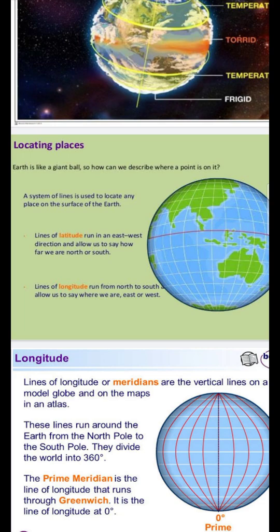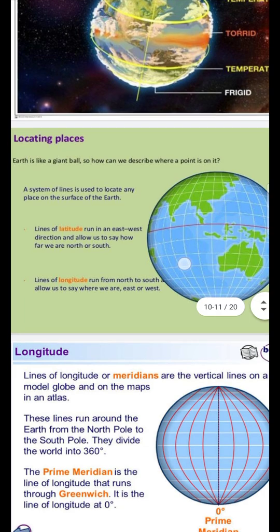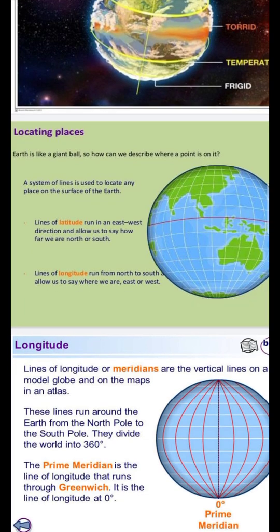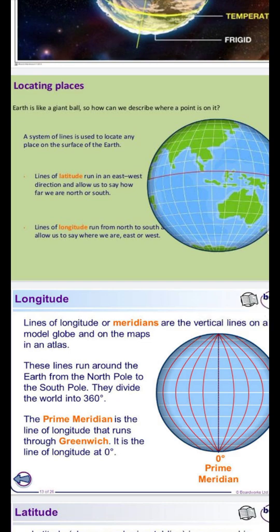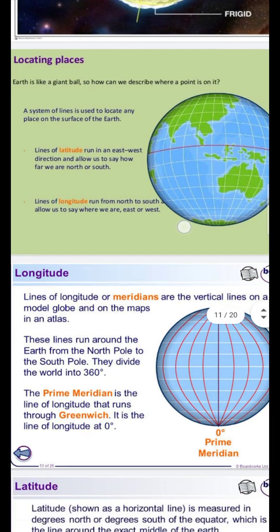A system of lines is used to locate any place on the surface of the earth. The lines of latitude run in an east-west direction and allow us to see how far we are north or south. Lines of longitude run from north to south and allow us to say where we are east or west.